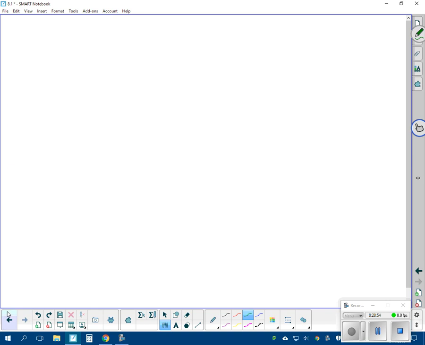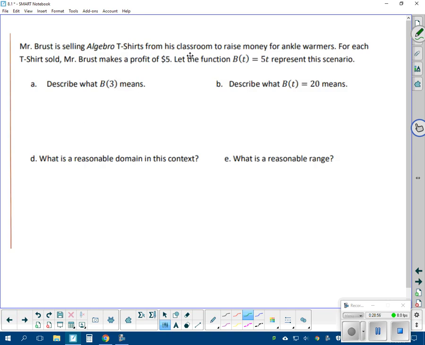All right, last thing. Mr. Brust is selling Algebro t-shirts from his classroom to raise money for ankle warmers. That sounds fun. For each t-shirt sold, Mr. Brust makes a profit of $5. Let the function b of t equals 5t represent this scenario, because he's making $5 for every shirt, 5 times t.